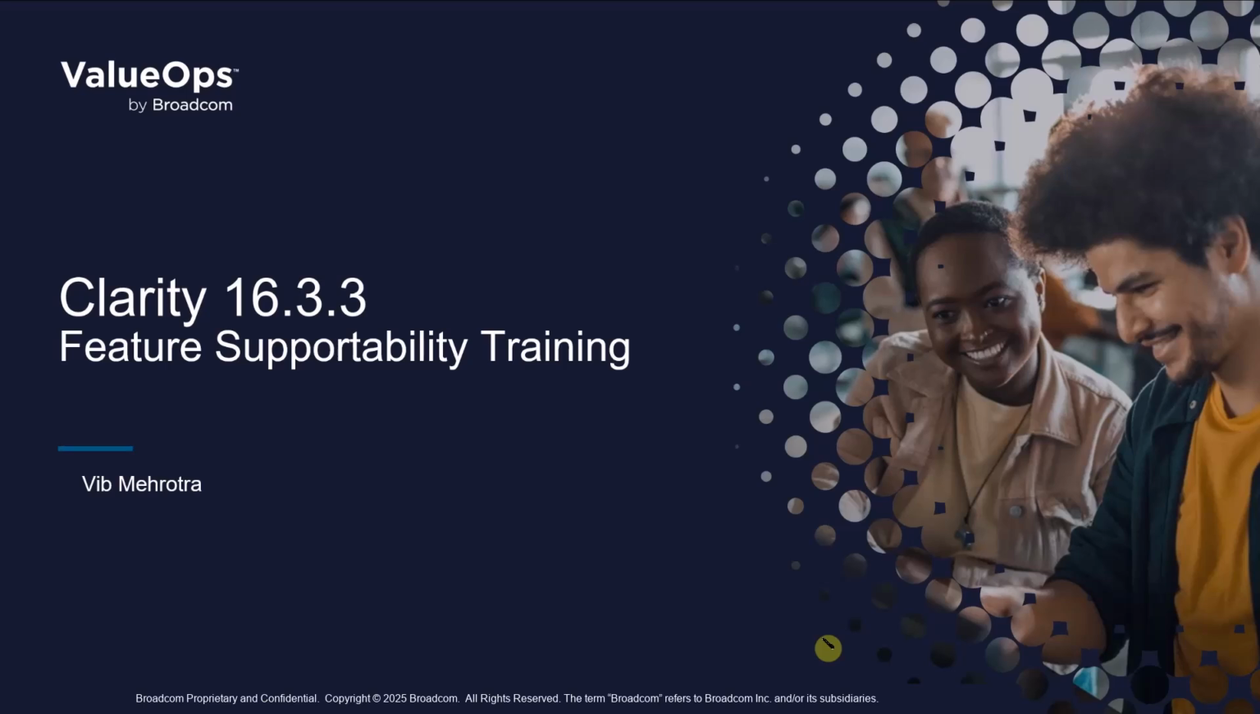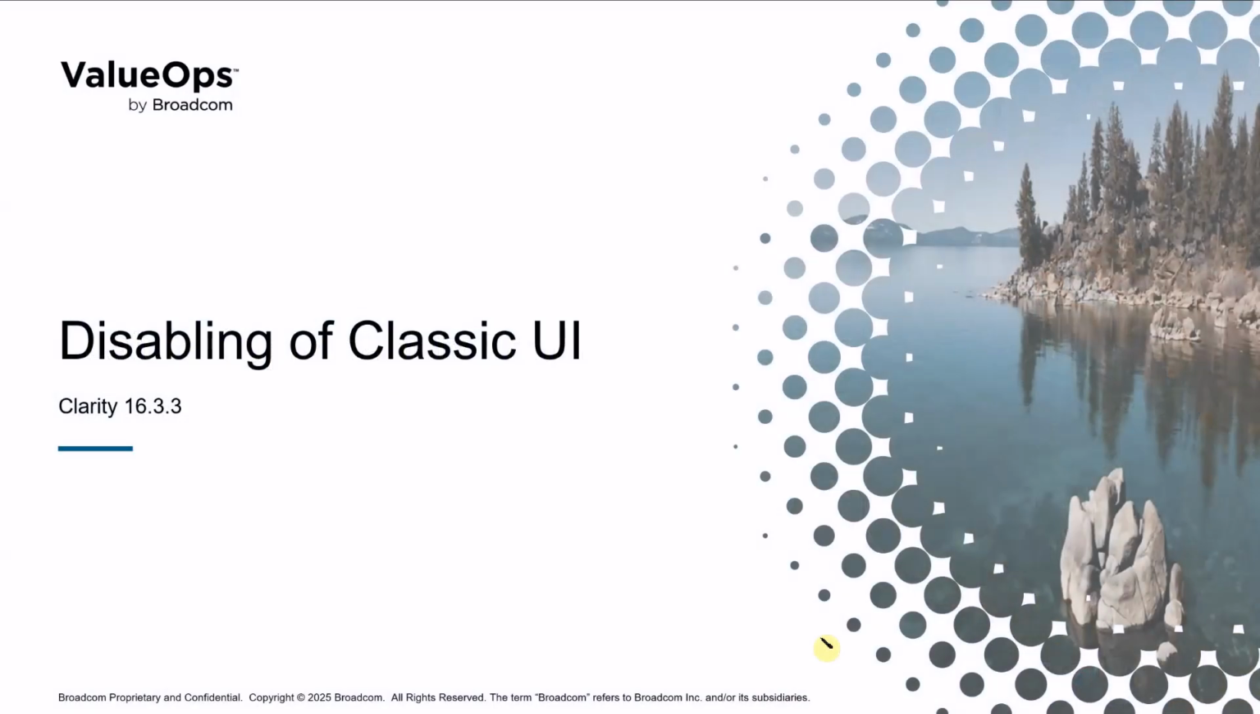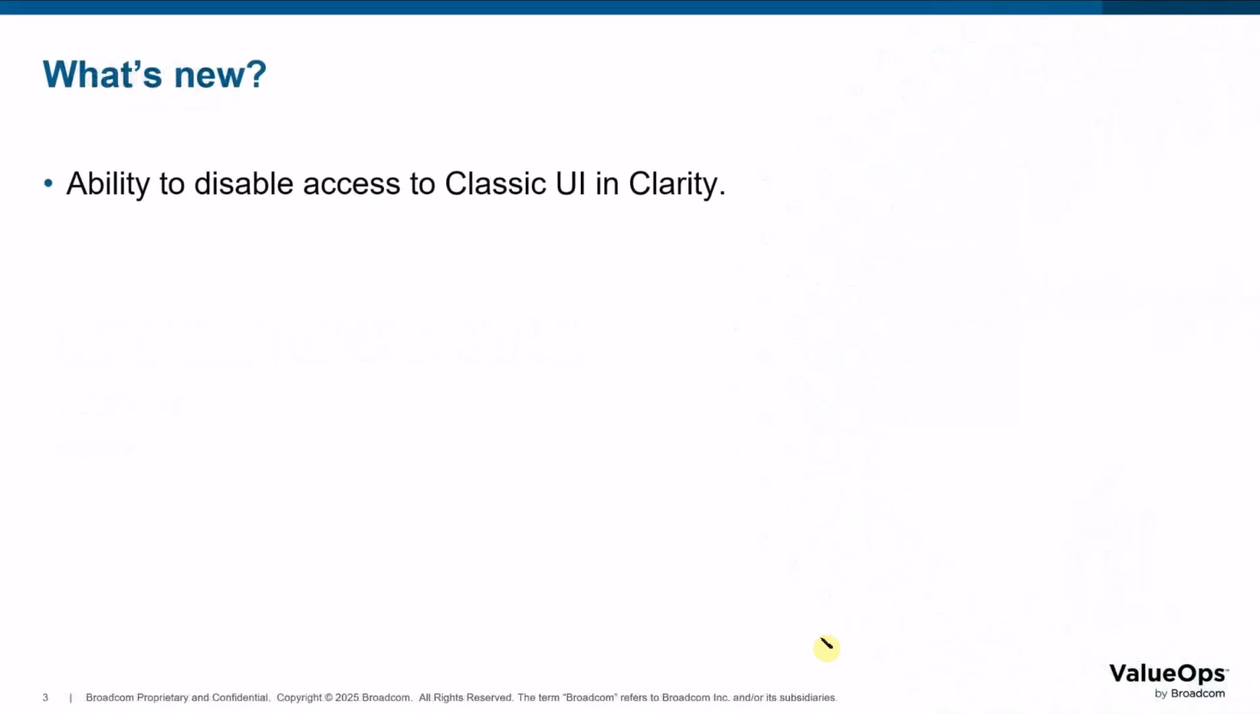16.3.3 Feature Supportability Training. I am Vib Mehrotra, and as part of this training section we will talk about the disabling of Classic UI, or in other words controlling the access to go to the Classic UI. As part of this release, we are now going to provide the capability for administrators to be able to control who can go to Classic UI within Clarity itself.